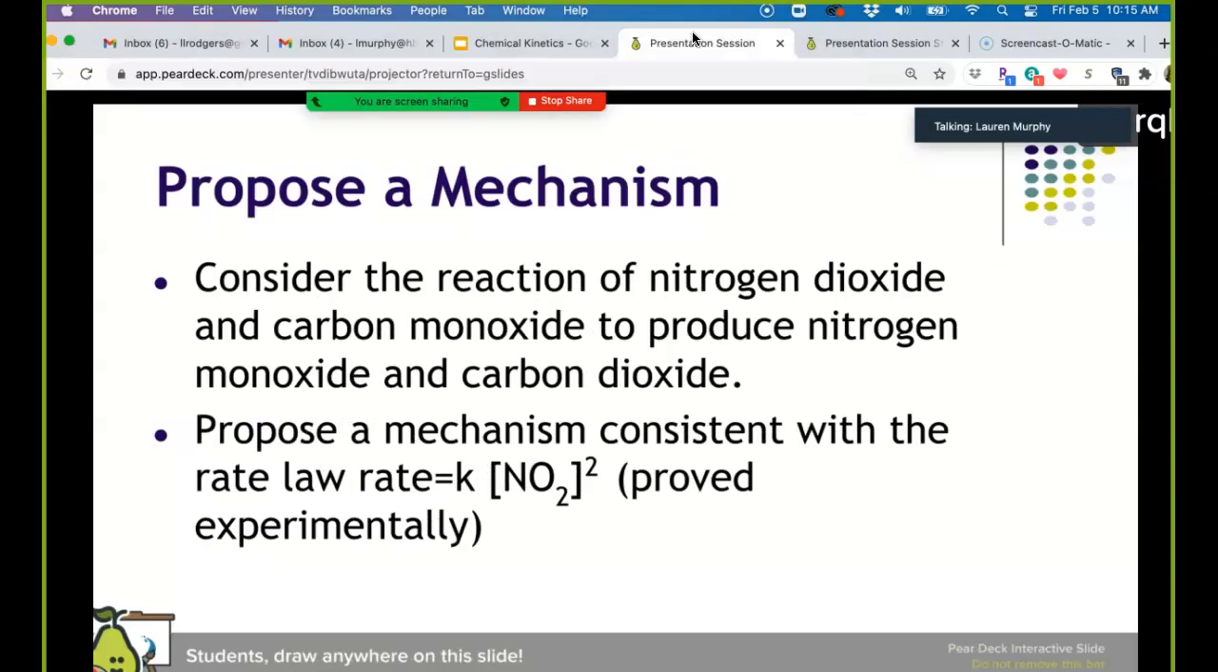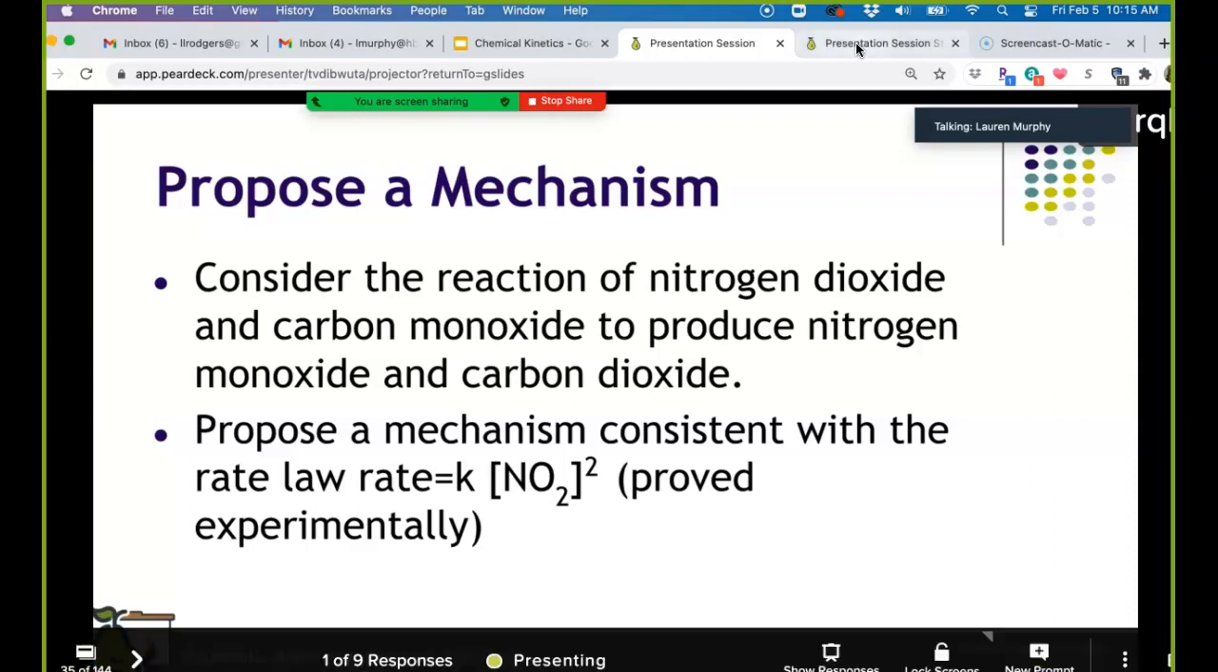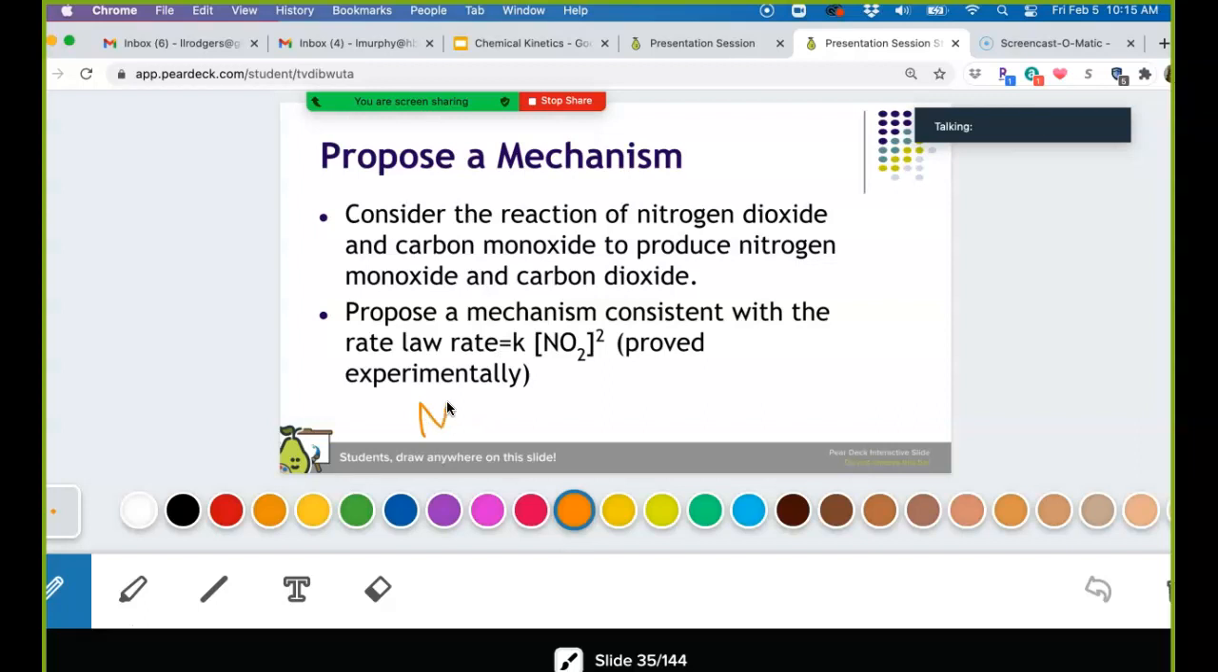So this one says, consider the reaction of nitrogen dioxide and carbon monoxide to produce nitrogen monoxide and carbon dioxide. And now, instead of them giving you a mechanism, they give you a rate law and they want you to make up a mechanism. So we're going to practice this together. Remember that with mechanisms, there isn't always just one. A lot of times there's alternate ways you can do it.